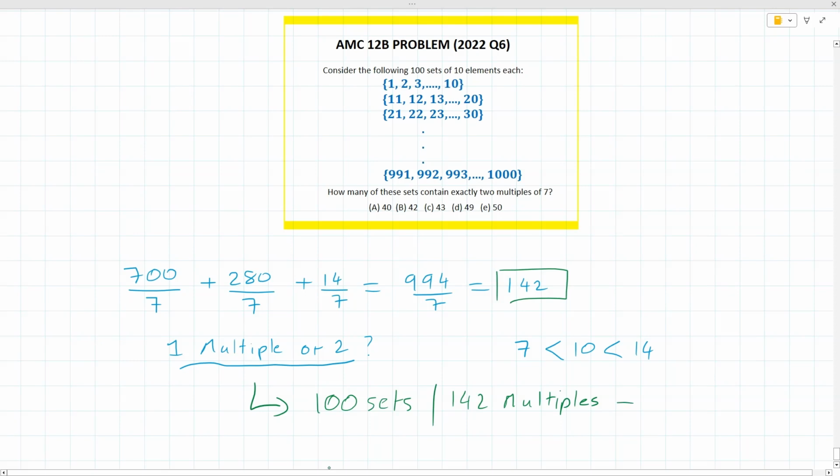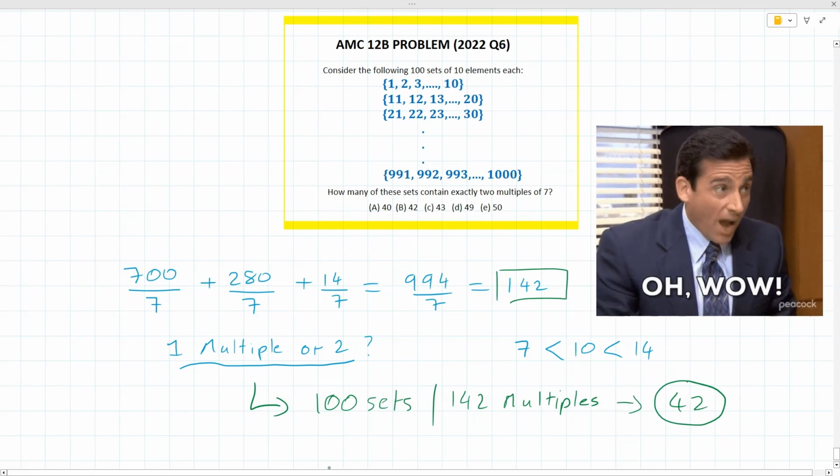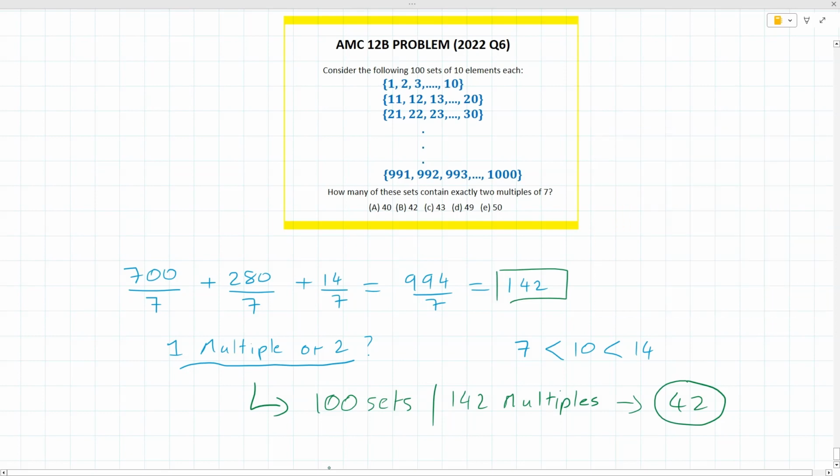And those 42 sets which have too many 7s are the 42 sets which contain 2 7s. And so that is a very smart little trick that you can use here to say that the answer here is going to be 42. And so we can pick the answer B, which is 42, and be very happy with the fact that we found a nice, neat little trick to solve this Olympiad problem.